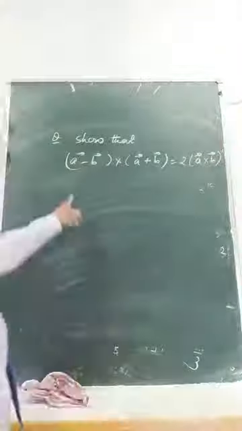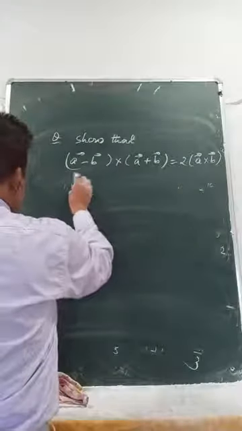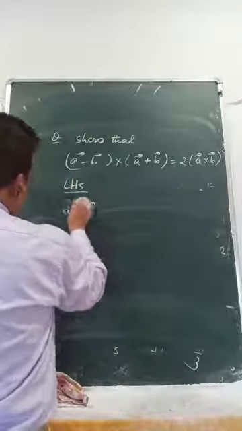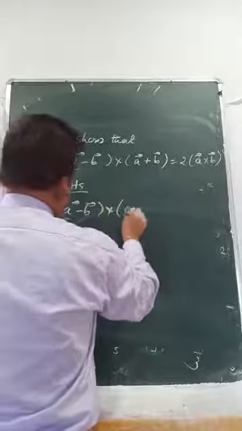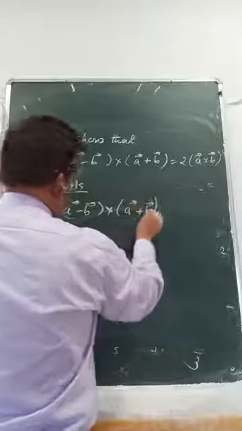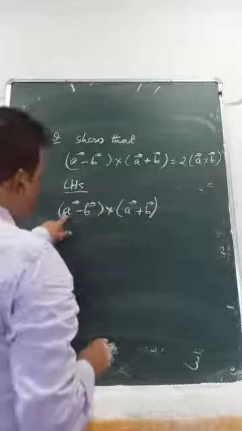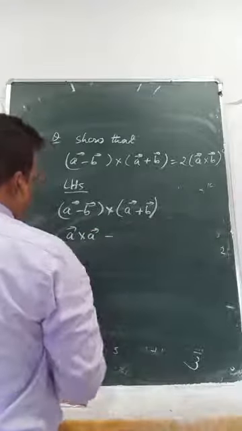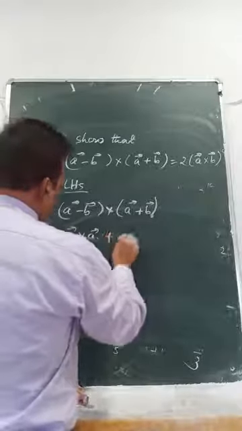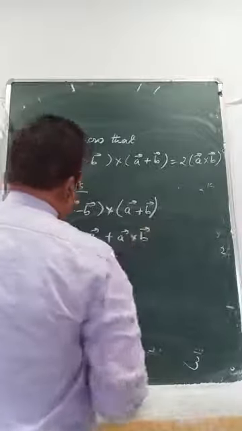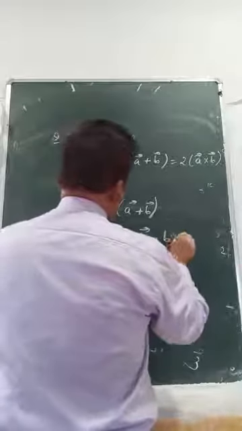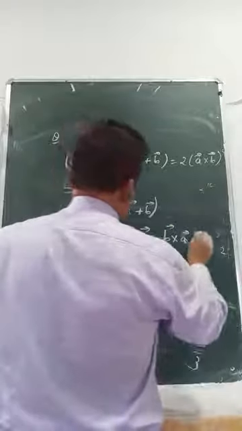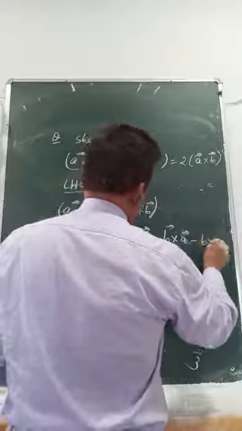How to find? Simple multiplication. Take the left hand side: A minus B cross A plus B. So you can write A cross A plus A cross B minus B cross A minus B cross B.